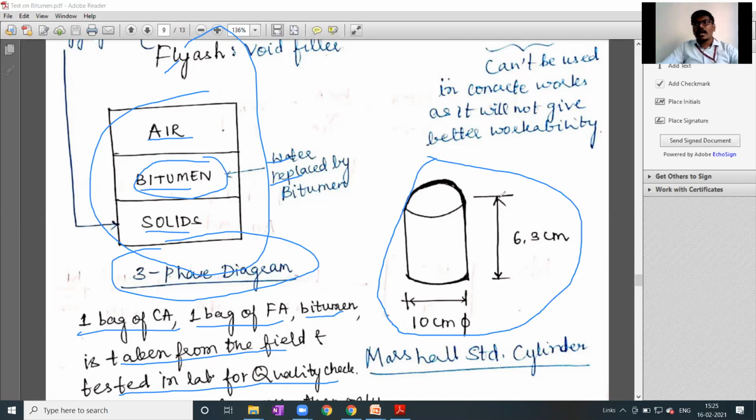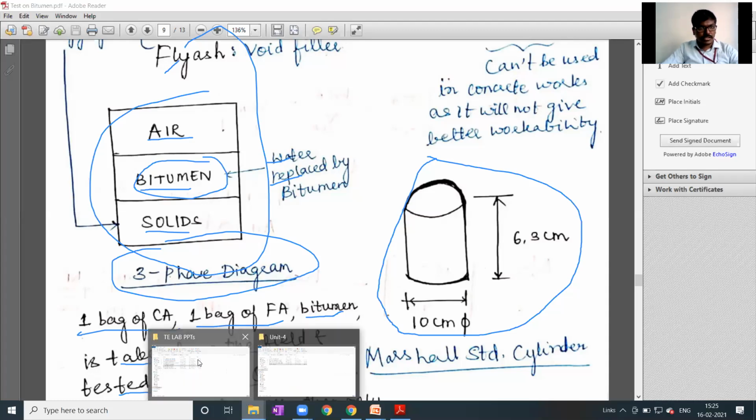This is the mold size for preparation of the Marshall mix specimen: 10 centimeter diameter and 6.3 centimeter height. Maybe I have the PPT. I think. Just a minute.